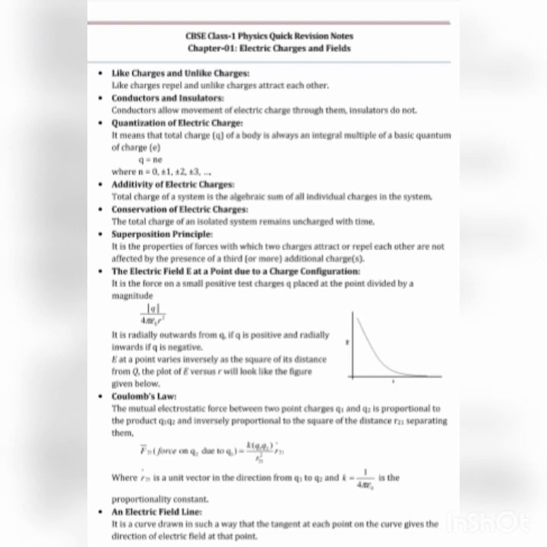It is radially outwards from Q if Q is positive and radially inwards if Q is negative. According to the graph, the line is radially outwards if Q is positive, and radially inward if Q is negative. E at a point, capital E at a point, varies inversely as the square of its distance from Q. The plot of E versus r will look like the figure given below.